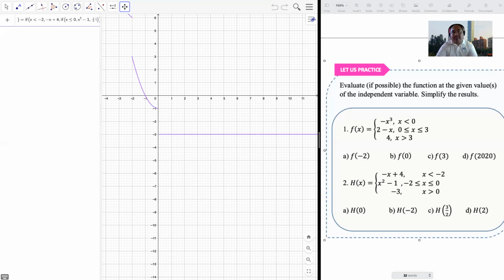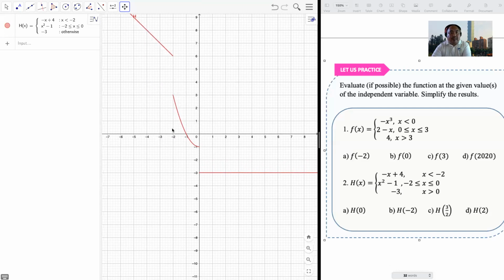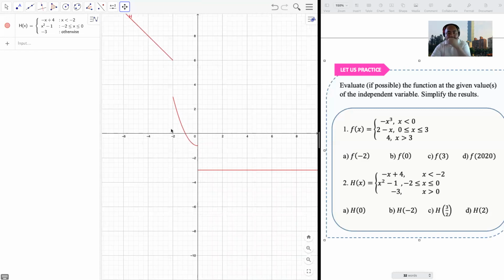All right. And this is now how your graph will look like. Okay, you will see here that when x is less than negative 2, it is that of negative x plus 4. So, let me adjust a bit. All right, you'll see. When x is between negative 2 and 0, including negative 2 and 0, the graph is that of x squared minus 1. And when x is greater than 0, the graph is that of y equals negative 3. And we are asked, so what is h of 0?